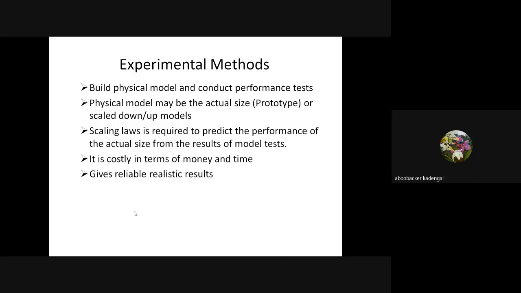So usually, a scaled down physical model will be created and results will be generated. Also, parallelly, a computational model will be prepared. And the result of this computational method will be validated by the experimental results, and then this computational model can be used for any size of the physical systems.